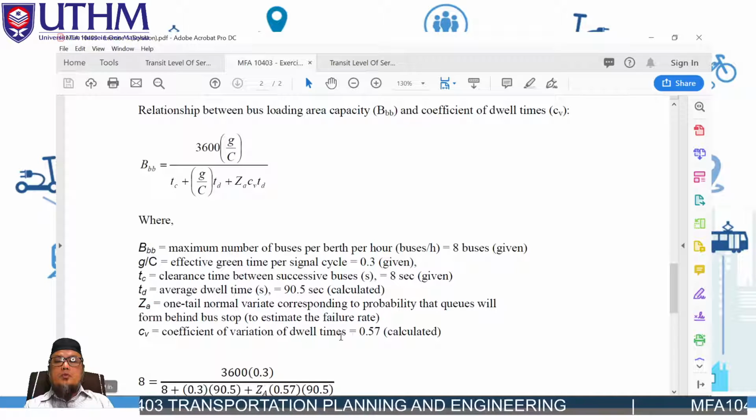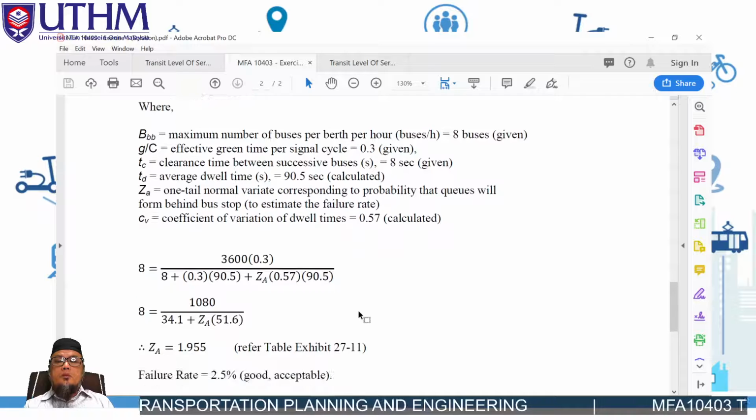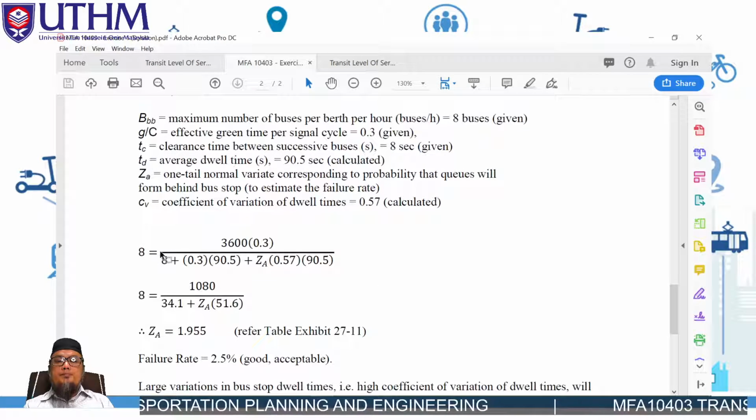Okay, the CV coefficient ratio we have calculated. We have to calculate until we obtain this ZA value. So we have to solve this particular formula and determine the ZA. So now we obtain ZA is 1.995. So what should we do after that?